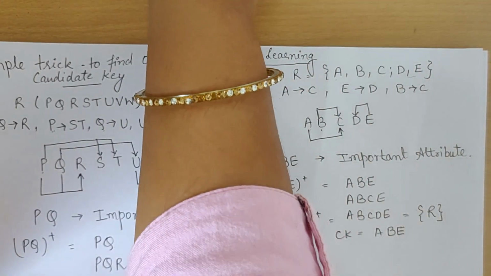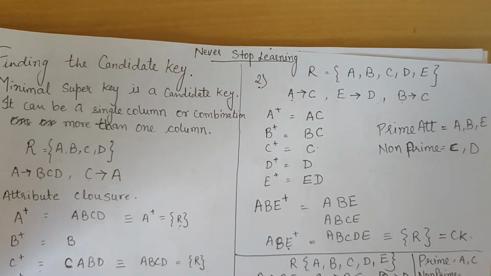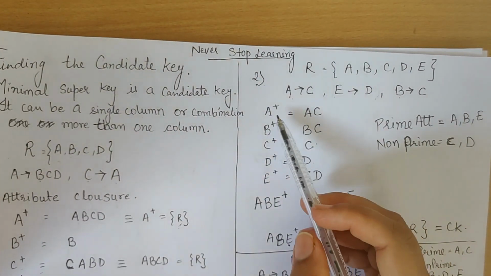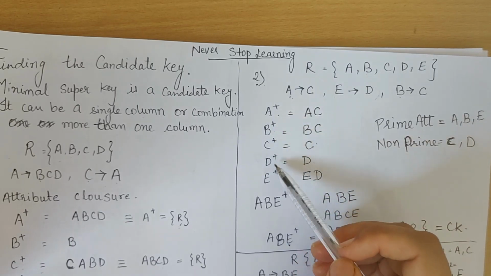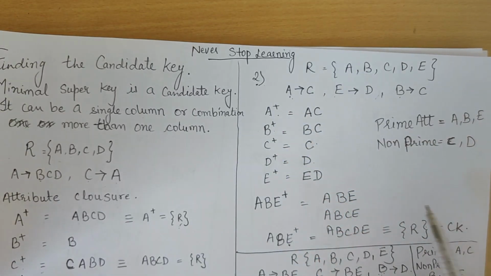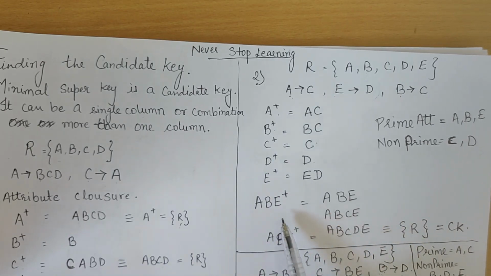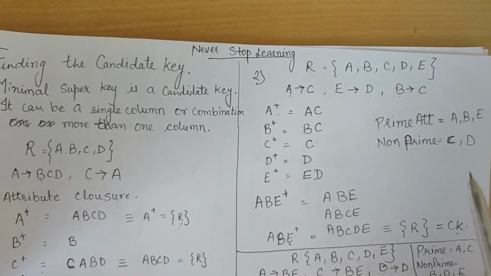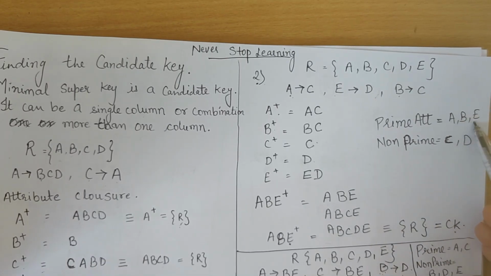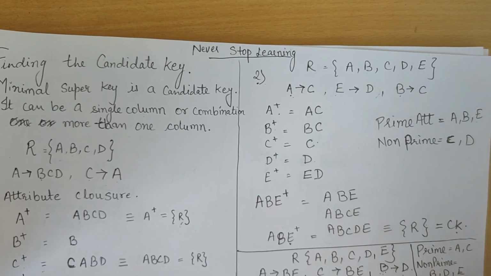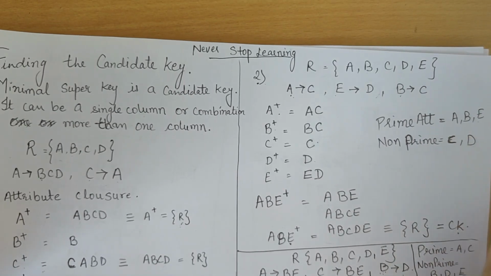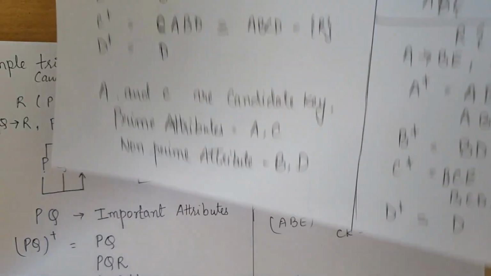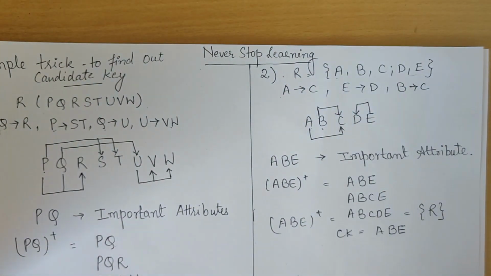In the previous lecture I solved this question the conventional way. I took A closure, B closure, C closure, D closure and E closure, and ultimately I came out with the combination ABE closure, and ABE is the candidate key. What are the prime attributes? A, B, E, which are part of the candidate key, are prime attributes. The non-prime attributes are C and D. So with both techniques you are getting the same result.